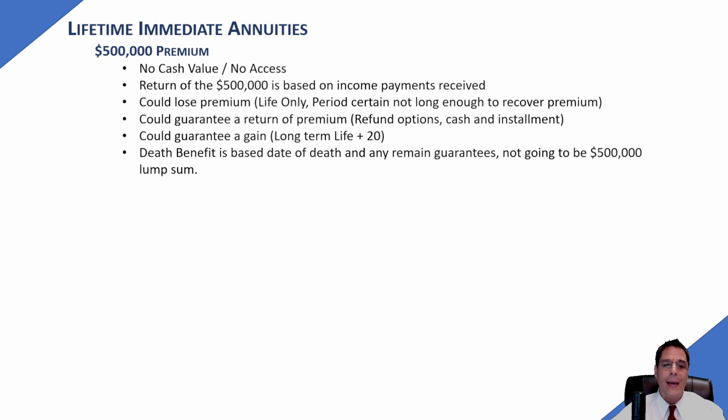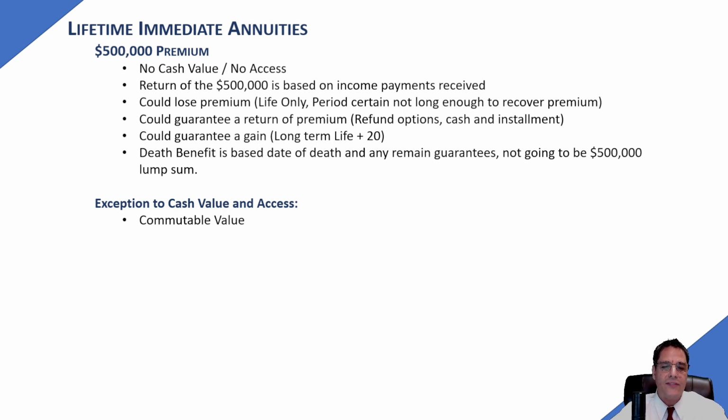And the death benefit is based on the date of death and any remaining guaranteed payments, but it's not going to be a $500,000 lump sum. You're not going to get that money back because it's an immediate annuity and the money's been used to make a payment stream. Now there are some exceptions, as there are exceptions to all rules, right?